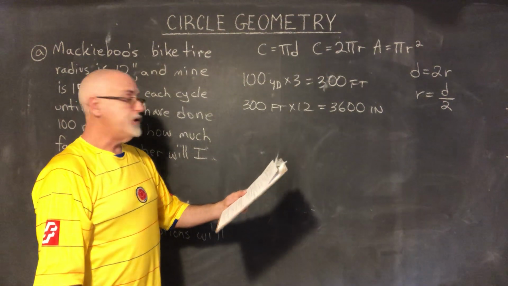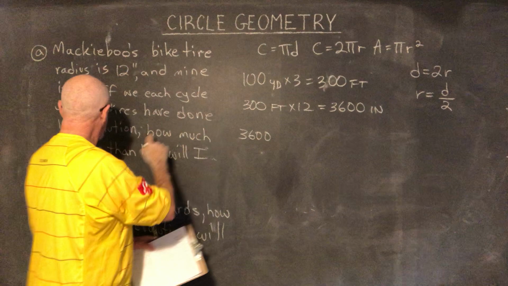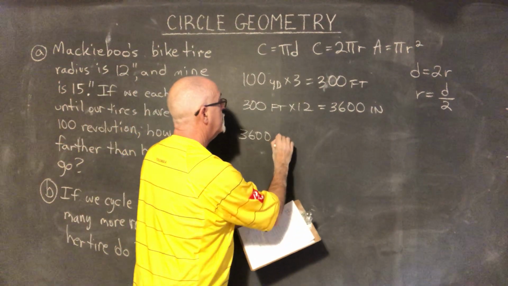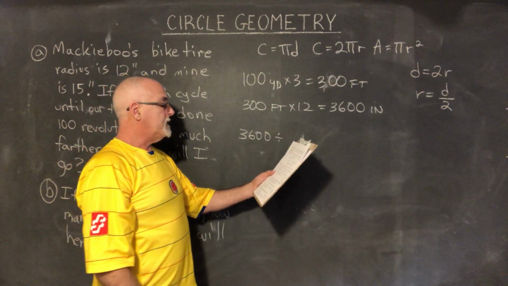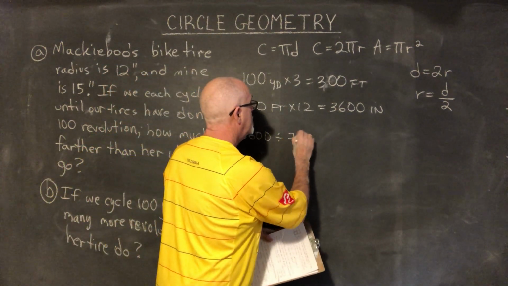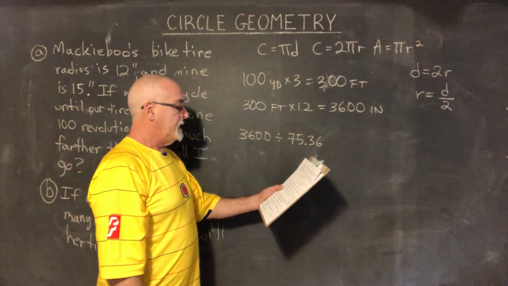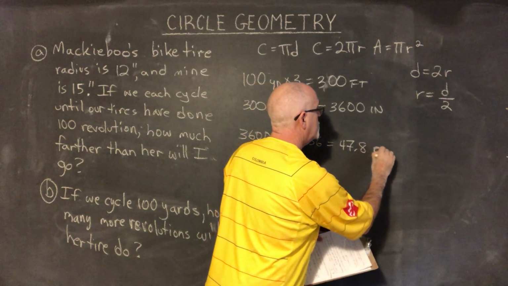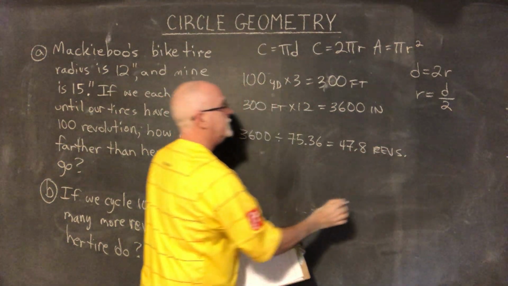Oh, okay, we have some division to do. 3,600 inches, which is the 100 yards that we are cycling, divided by the answer from before, which I guess I should have left on the chalkboard wall, divided by 75.36, which is the circumference of Maki-Boo's tire, equals 47.8 revolutions. I'll put revs.